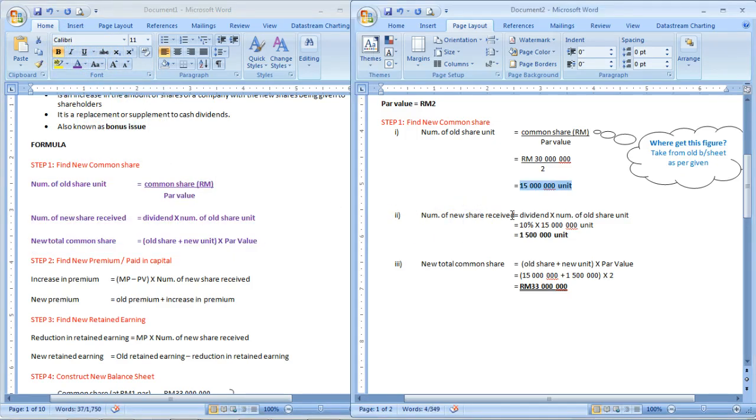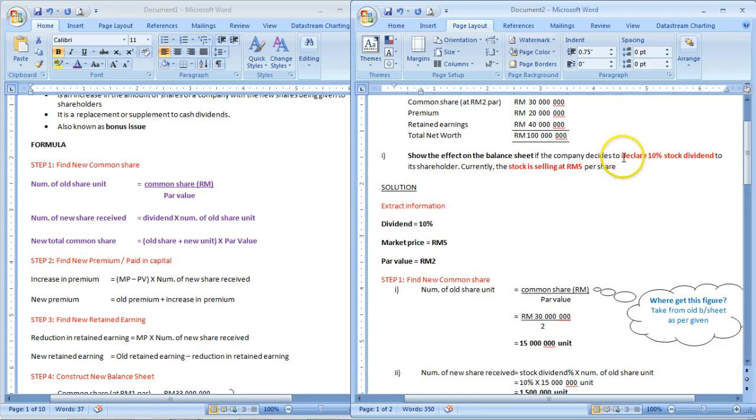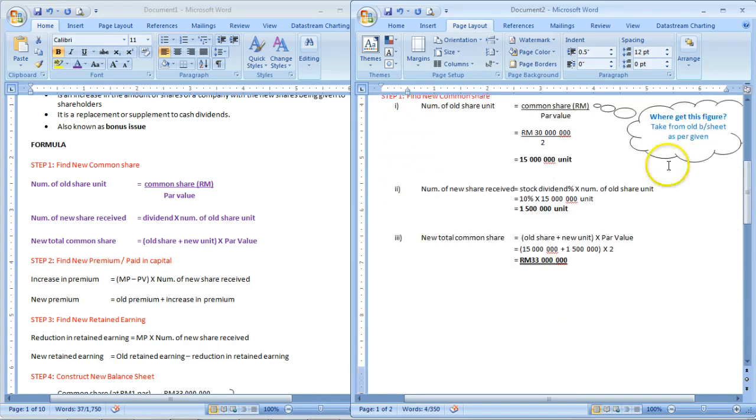For the number of shares received, you use your stock dividend percentage. In the question I gave you just now, you see, the company decided to declare a 10% stock dividend. So you multiply by the number of shares in units that you got from here: 10% times 15 million. When you press it in the calculator, put it as 0.1. I repeat, 0.1. Then you get 1.5 million.